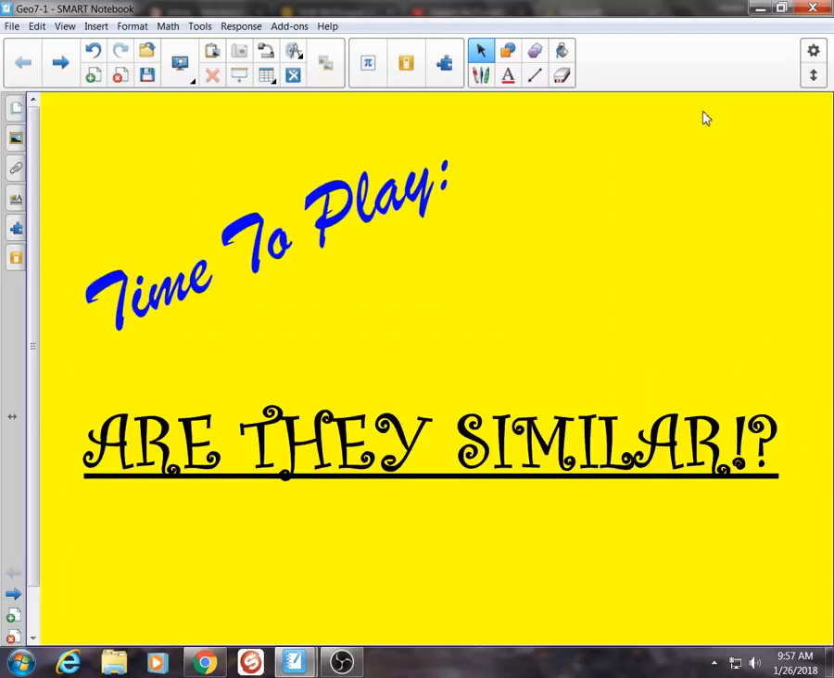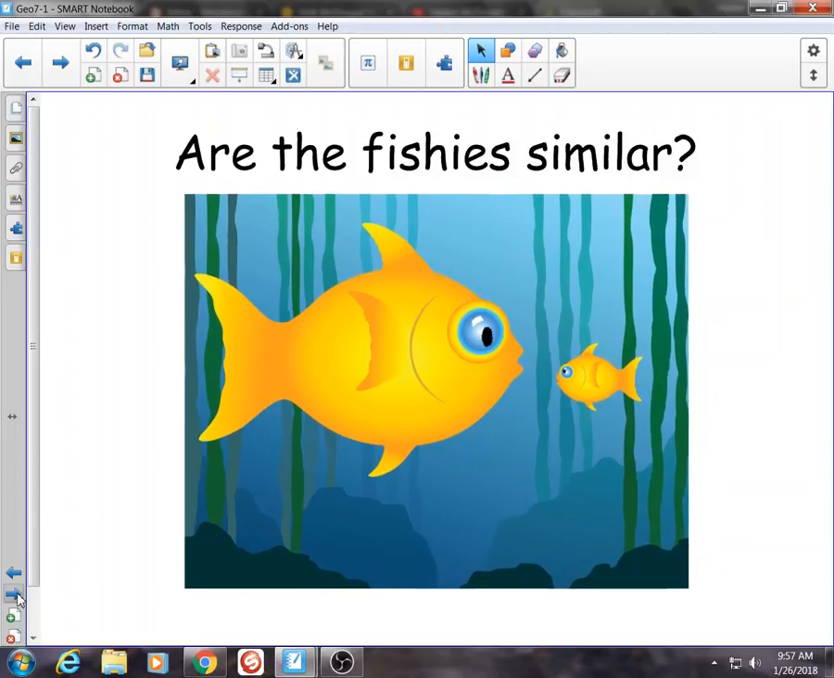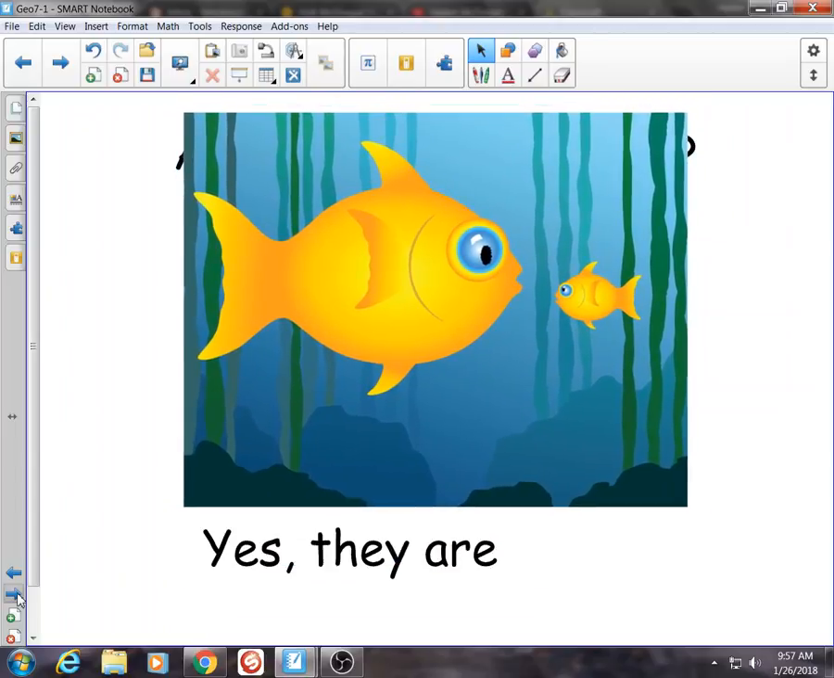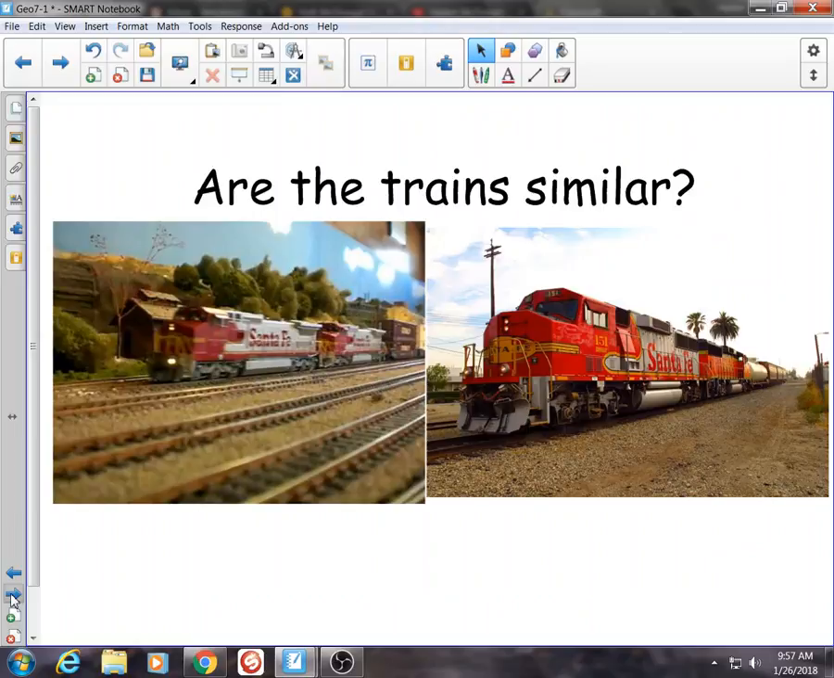All right. So today I've got a game. Time to play. Are they similar? First one. Are the fishes similar? Yes, those fishes. Fishies. I said fishies. Are the fishies similar? Yes, they are. Are the trains similar? I hear some yeses, I hear some nos.